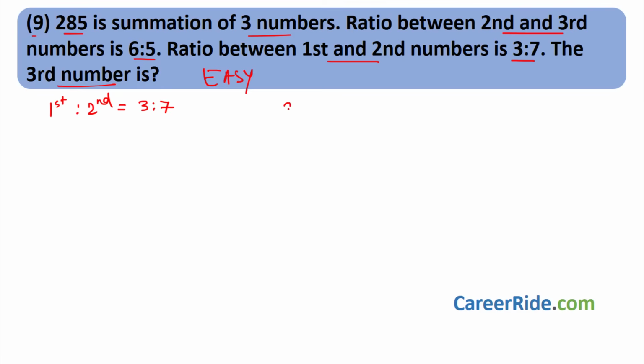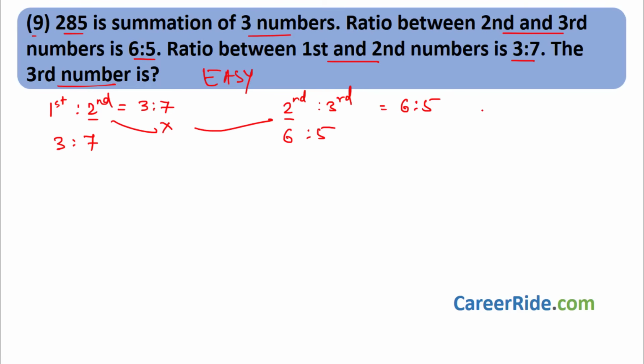3:7. The ratio between the second and third number is 6:5. We have the second number over here, and the second number over here, right? I'll write it over here so it becomes easier to compare. But the values of both are not the same. So what to do? Just make the value the same.